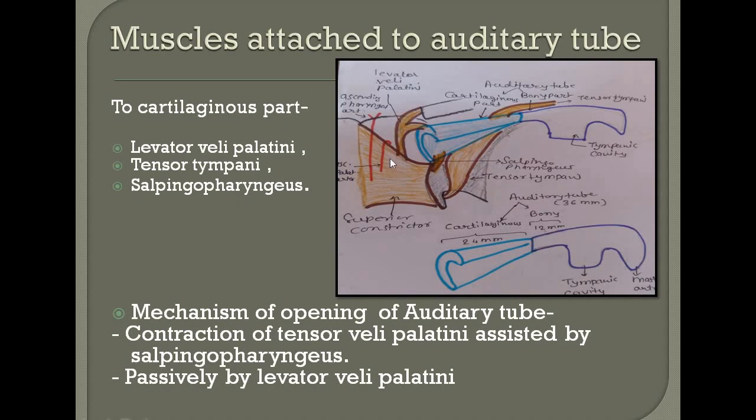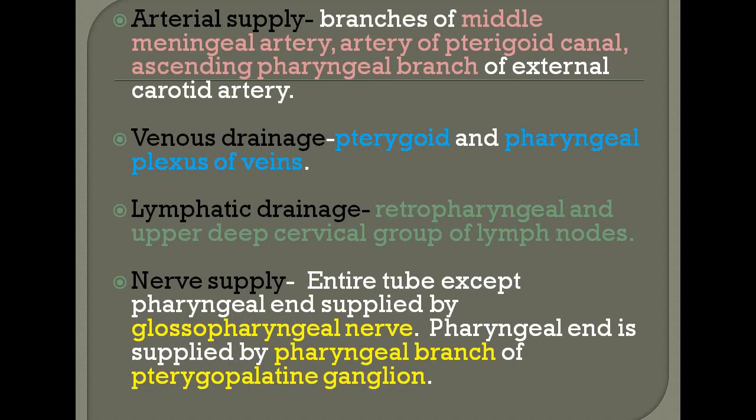Here in this diagram you can see muscles attached to the auditory tube. To cartilaginous part, levator veli palatini, tensor veli palatini and salpingopharyngeus are attached. Mechanism of opening of auditory tube is not well understood, but it is said that contraction of tensor veli palatini assisted by salpingopharyngeus opens the tube. Some believe that it opens passively by levator veli palatini contraction.